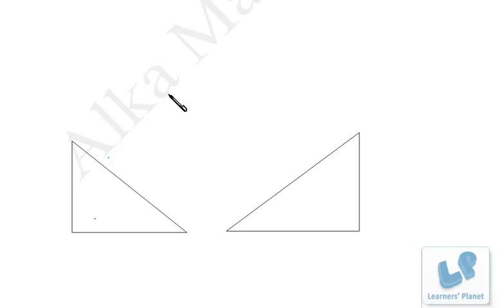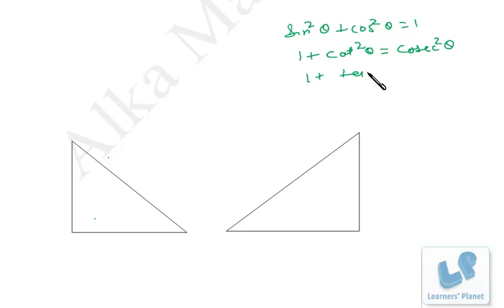Now friends, so far we have discussed three identities: sine square theta plus cos square theta is equal to 1, 1 plus cot square theta is equal to cosec square theta, and 1 plus tan square theta is equal to sec square theta. Now we will try to derive some more relationships among the functions, right?